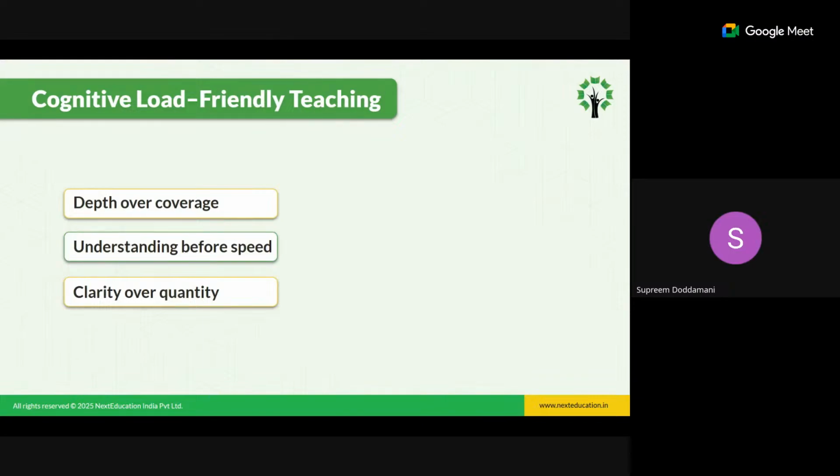Again, they will copy it from someone else and submit it. What if there is proper clarity of the formula, and you give 4 to 5 examples as homework? Done. So, clarity over quantity.